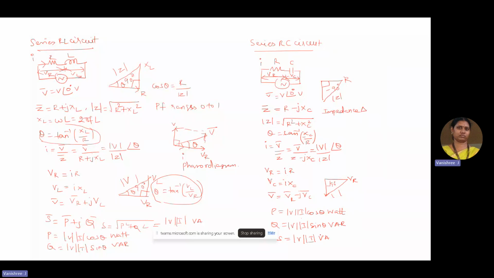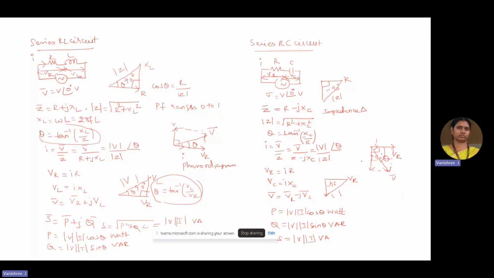Now coming to the phasor diagram. We take VR along 0 degree, and I will always be in phase with the resistor voltage drop. Then VC is taken along minus 90 degrees with respect to VR, and the resultant of VC and VR is the supply voltage V. The angle subtended between the supply voltage and the current I is taken to be theta.